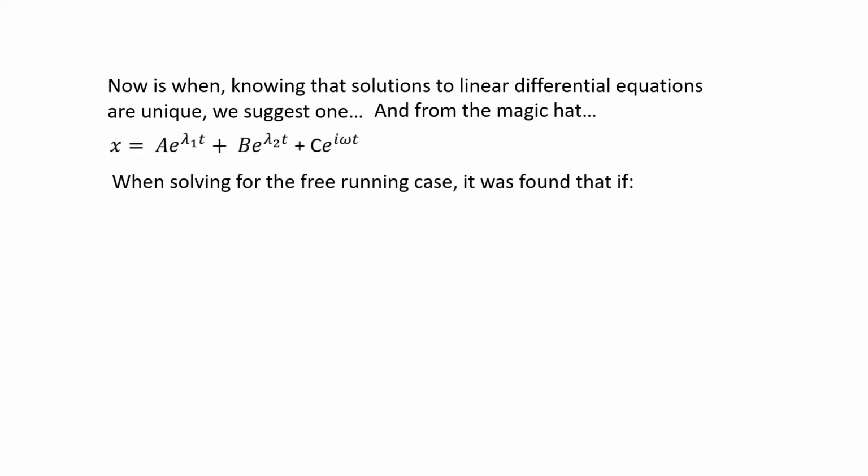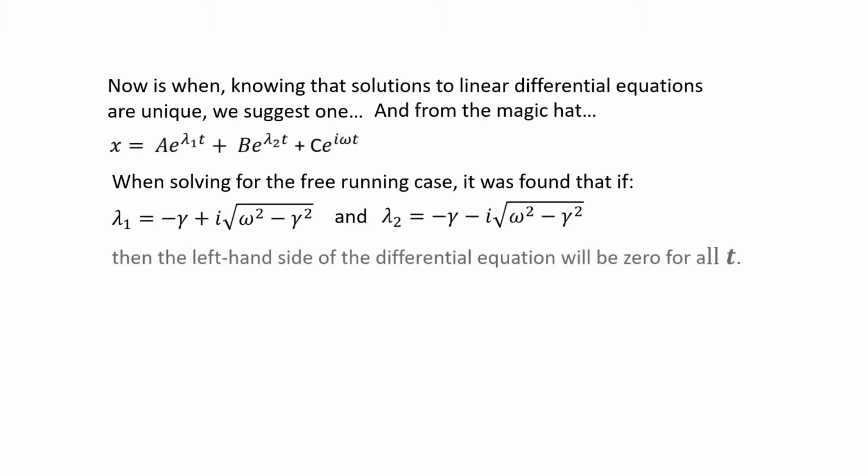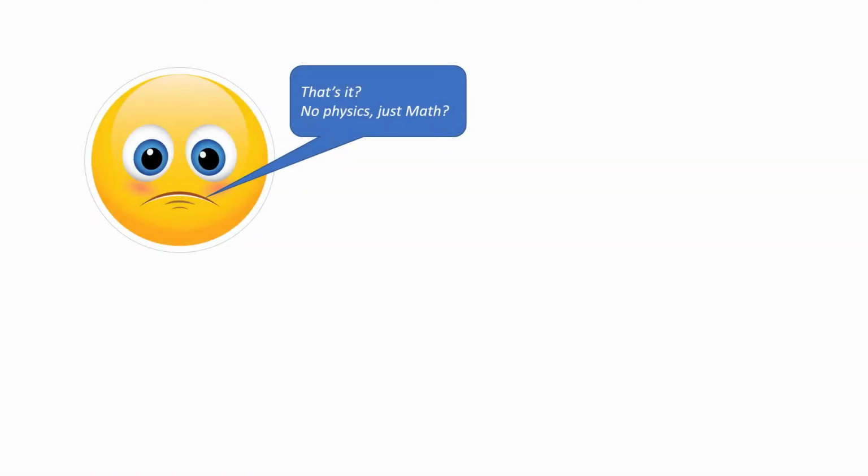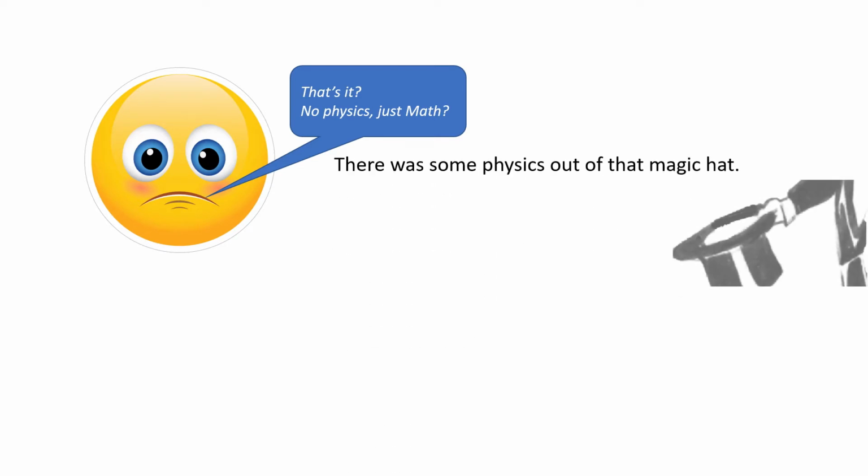When solving for the free running case, it was found that if lambda 1 and lambda 2 had these values, then the left-hand side of the differential equation would be 0 for all t. All we need to do is find c so that when operating upon, it becomes equal to the force. Then being that a solution, it's the solution. That's it? No physics? Just math? Oh no, there wasn't physics out of the magic hat.